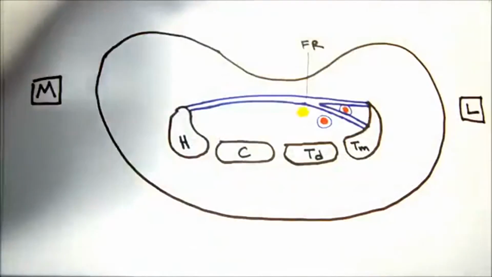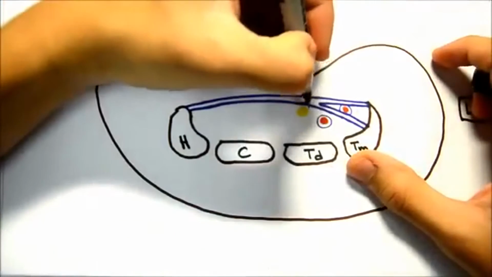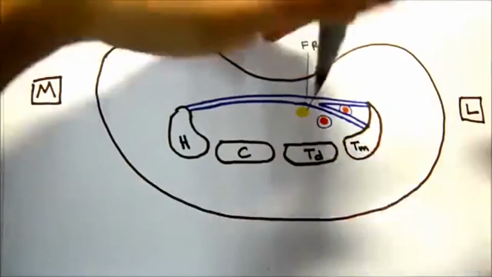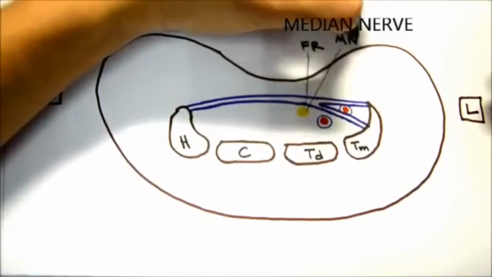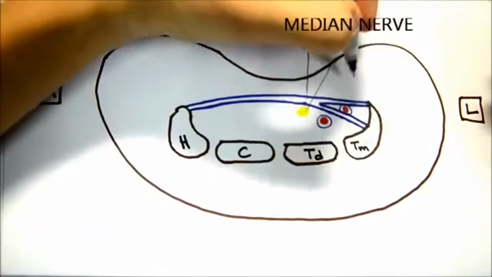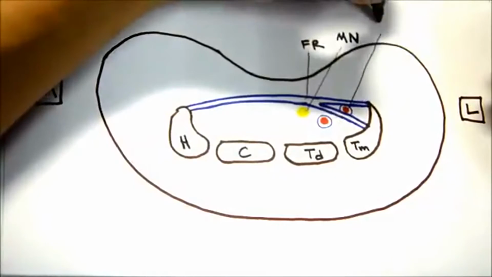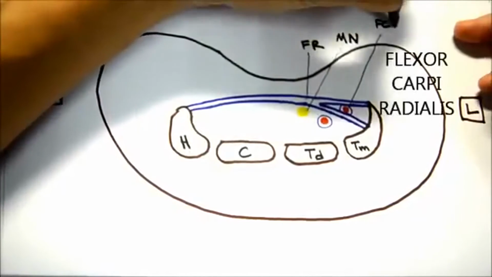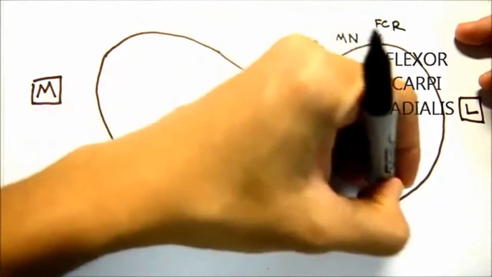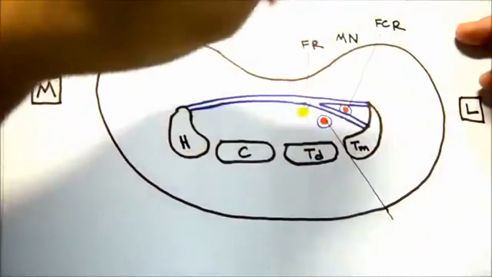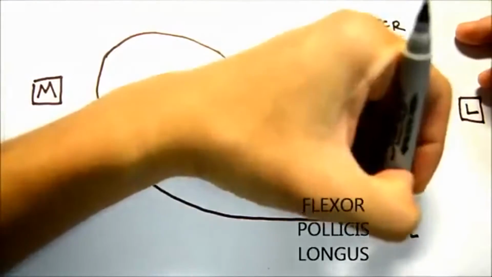Okay, before we move on, we'll start with the labeling. First one, the median nerve. Second one, the flexor carpi radialis, and this one we have flexor pollicis longus.